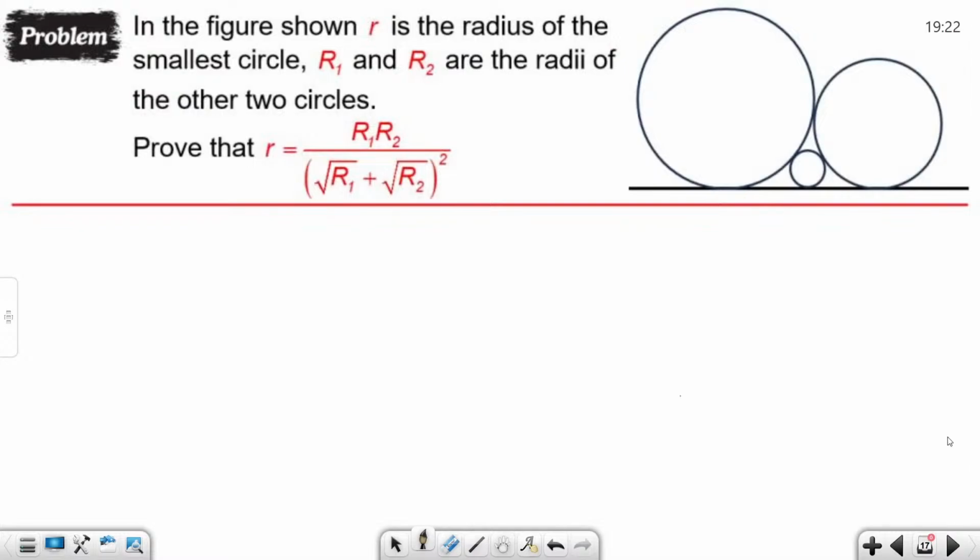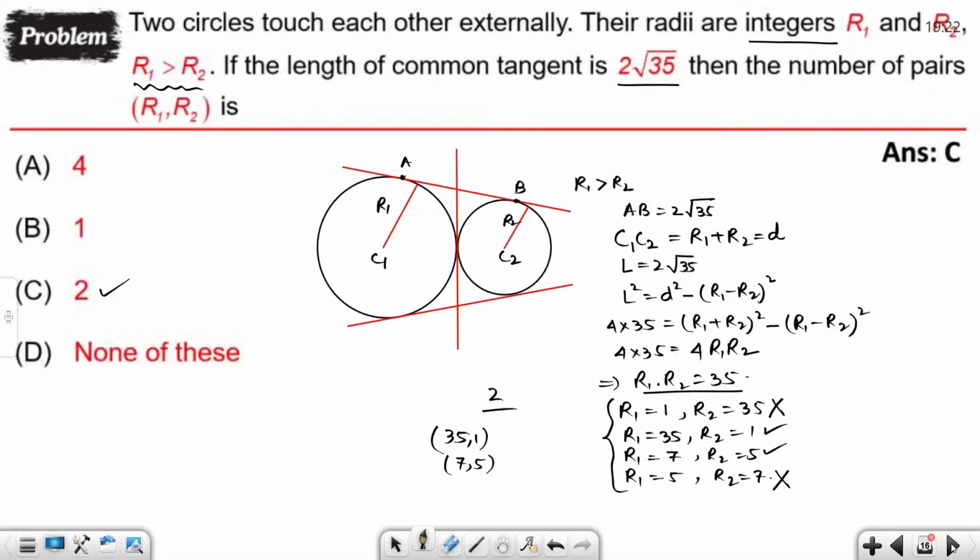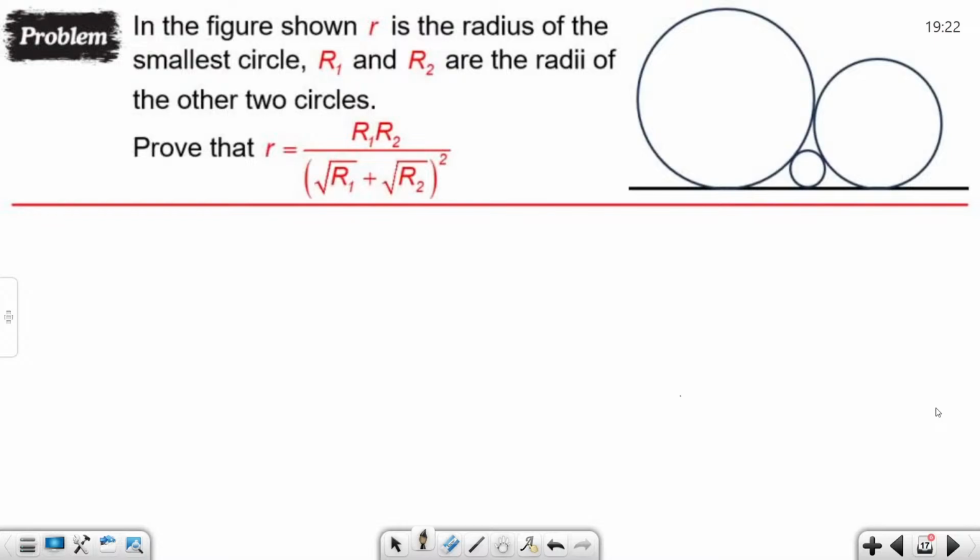It's again a nice question. The question is, in this given figure, there are 3 circles. The first one has radius R1. The smaller circle has a smaller radius. And the third circle has radius R2. Let us say this is the point of contact and this is the common tangent. This is the common tangent to all these 3 circles.